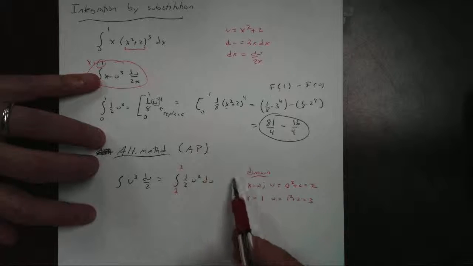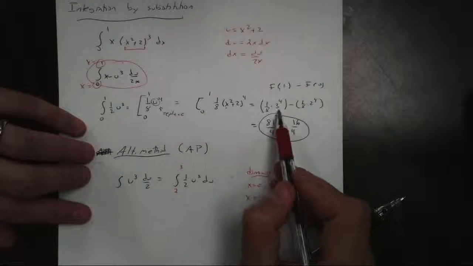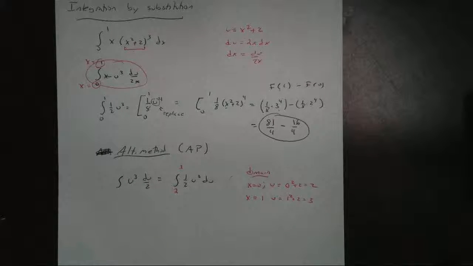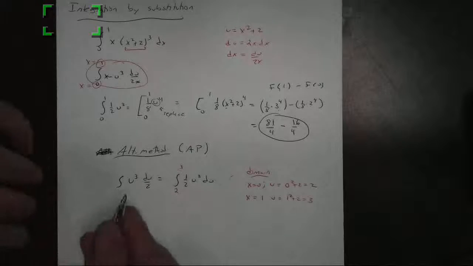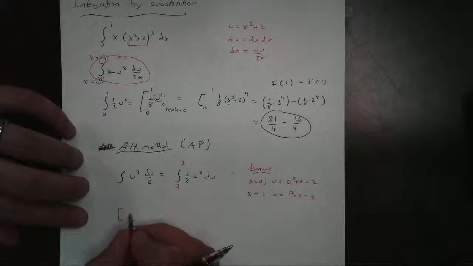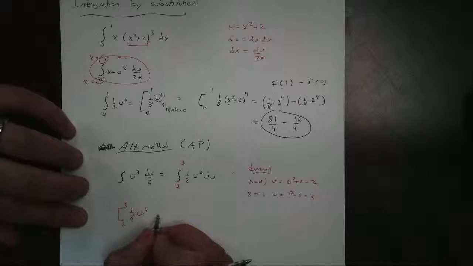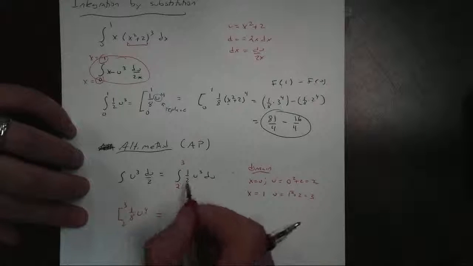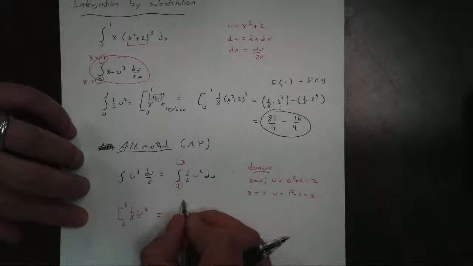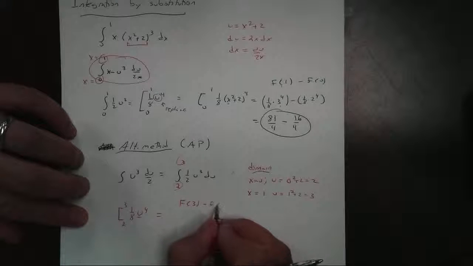And if you notice, take a look up here, the 3 and the 2 right there, hopefully you see why this method is really nice for us. So if I integrate now, we're going to get 1/8 u to the 4th from 2 to 3. Now the big difference is, because I replaced my domains in terms of u, I don't need to put my u back in because everything's in terms of u. I can now go straight to my FTC.